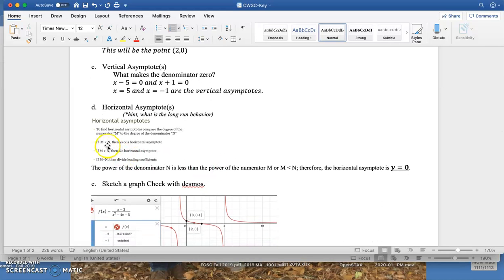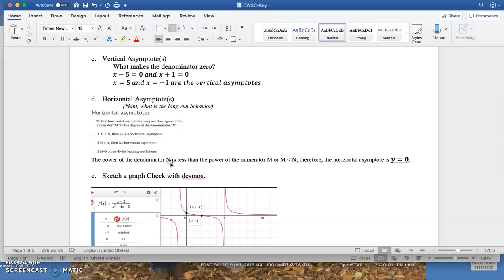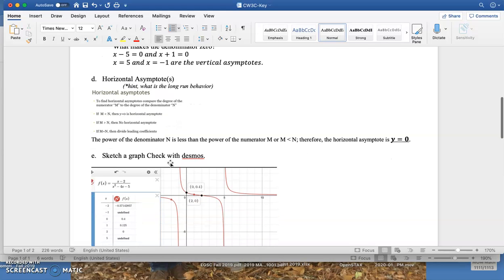Horizontal asymptotes. This is just something that I found, and if you call the numerator m and the denominator n, if the numerator is less than the denominator, it's 0. If the numerator is greater than the denominator, there is no horizontal, and if they're equal, you divide the lead coefficients. Just kind of help you to remember.